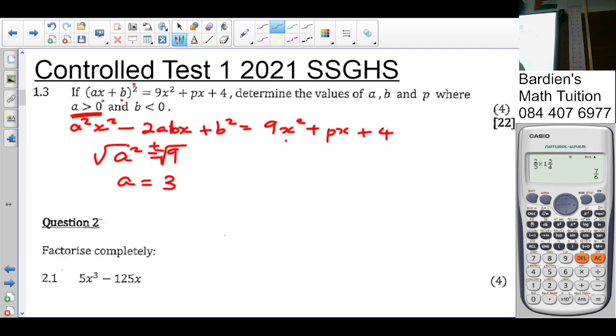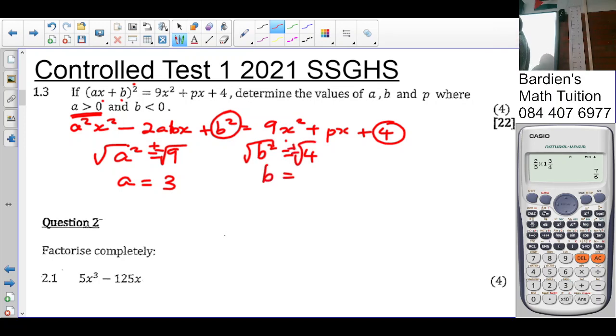Okay, let's go with the b. So we got b squared is equal to 4. If I introduce square root, what must I not forget? Plus minus. So b is equal to plus minus 2. But what did it tell us? B has to be less than 0. B has to be negative. So it's negative 2. Make sense?